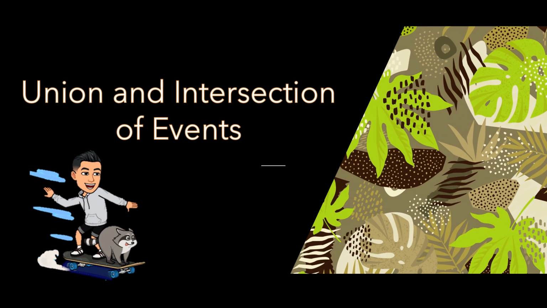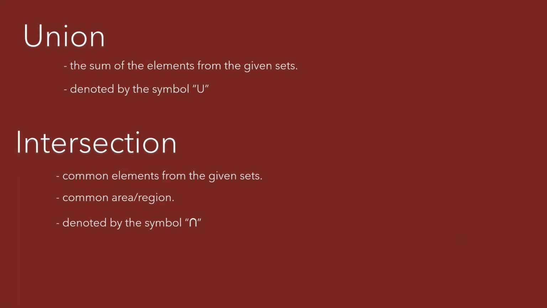So for this session, we will be dealing with determining the union and intersection of events in terms of relative frequency. So first, what is union? Union is basically the sum of the elements from the given set. This is what we are to do whenever we are asked to find the union. It is denoted by the symbol U.